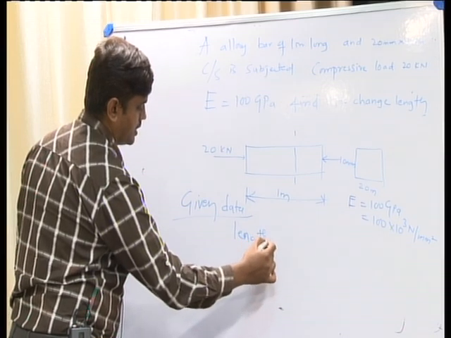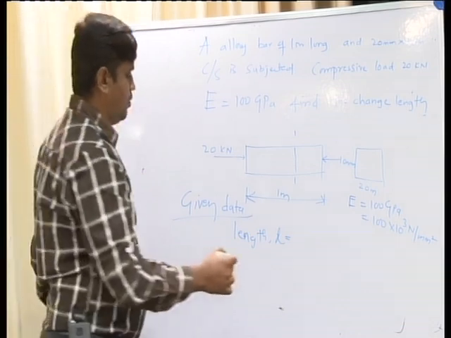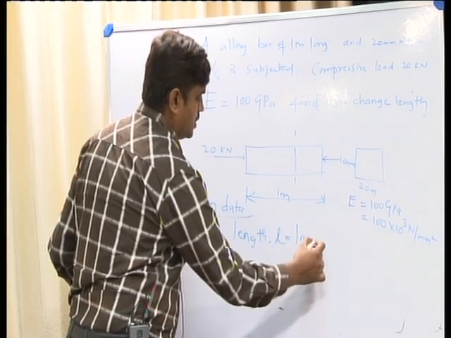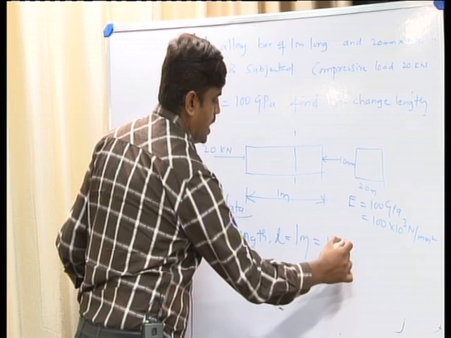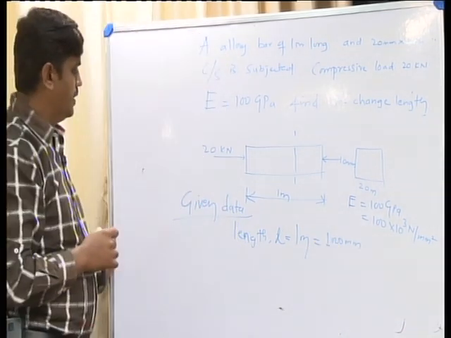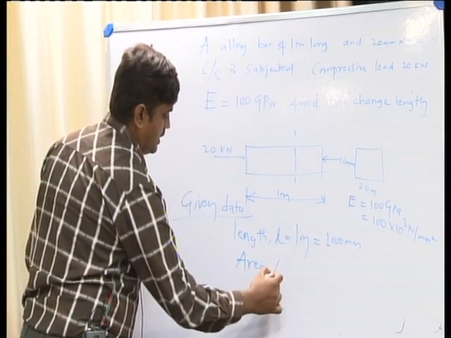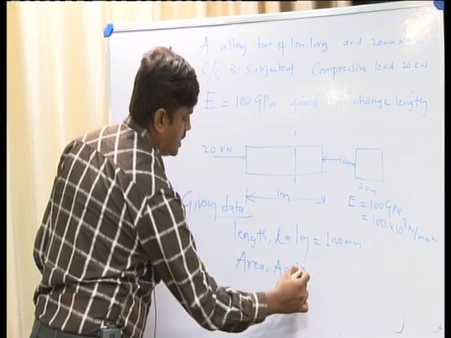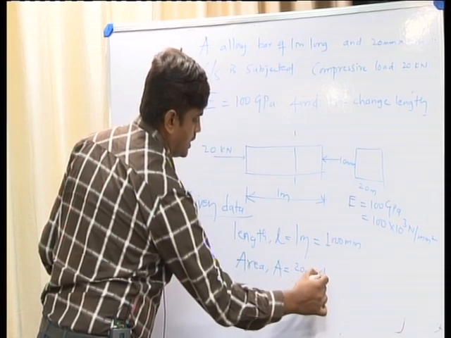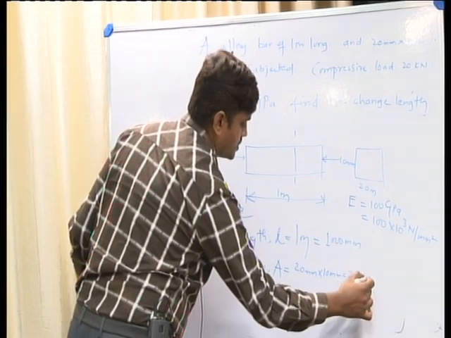Just write the given data carefully. Length L is equal to 1 meter long, that you convert into mm, it will be 1000 mm. Now area A is equal to 20 mm into 10 mm, which is equal to 200 mm square.